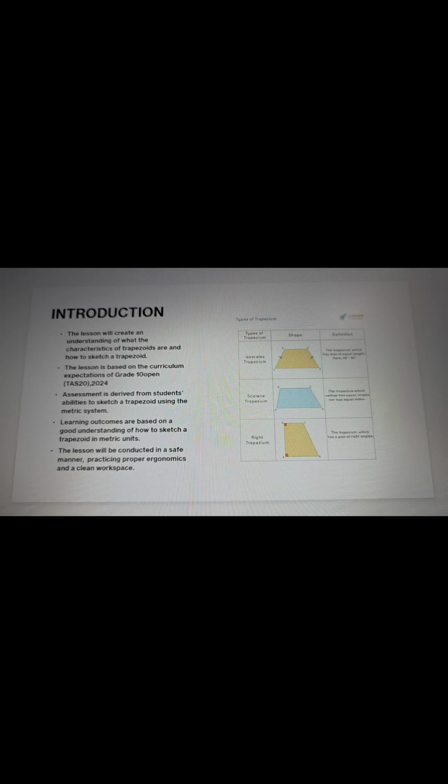Introduction. The lesson will create an understanding of what the characteristics of trapezoids are and how to sketch a trapezoid. The lesson is based on the curriculum expectations of Grade 10 Open Task 20, 2024. The assessment will be derived from students' abilities to sketch a trapezoid using the metric system. The learning outcomes are based on good understanding of how to sketch a trapezoid in metric units. The lesson will be conducted in a safe manner, practicing proper ergonomics and a clean workspace.